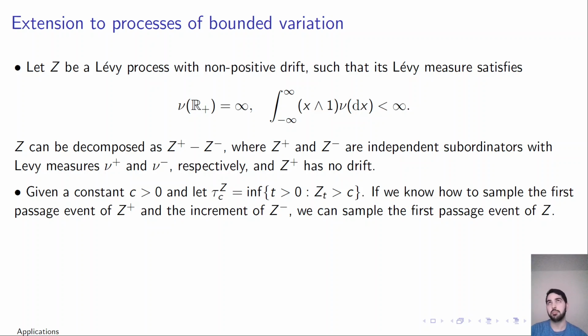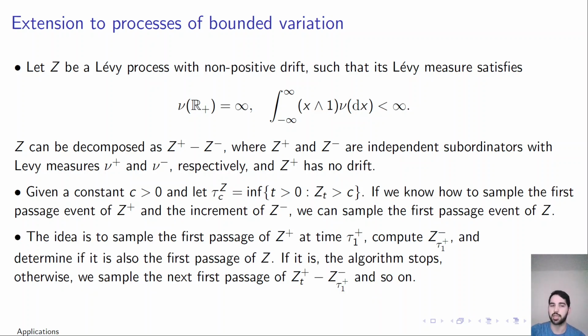How do we do this? We simply have the crossing of Z plus, and we subtract the increment over this time horizon of the subordinator or the process Z minus. If the increment was not large enough to take you below the crossing, then it's a crossing also for Z, and if it does take you below, you just need to restart the procedure again. So this is essentially what this bullet point says, and I will now give you a figure.